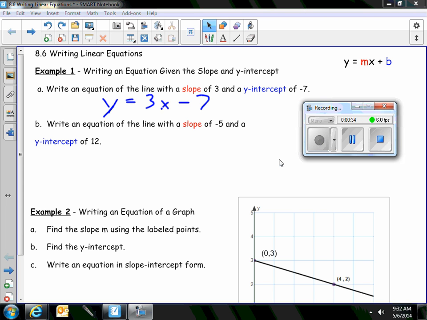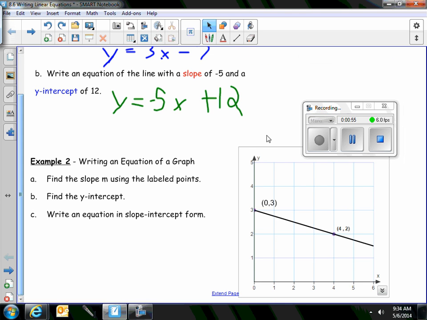You'll notice that the equation would be y is equal to 3x minus 7. Now on B, write an equation of the line with the slope of negative 5 and a y-intercept of 12. Our equation is y is equal to negative 5x plus 12.